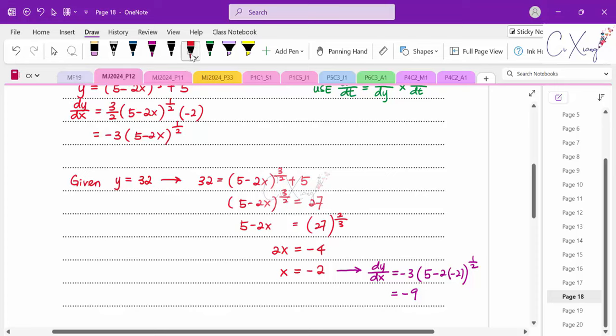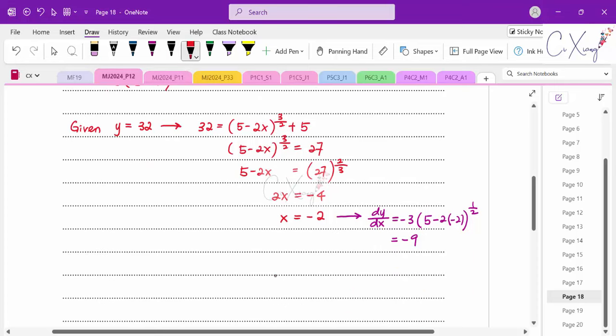Then we rephrase, what do I have here again? I have x equals -2, y equals 32, dy/dx is -9, and dy/dt is -5.